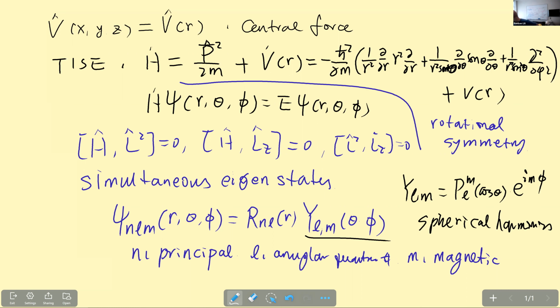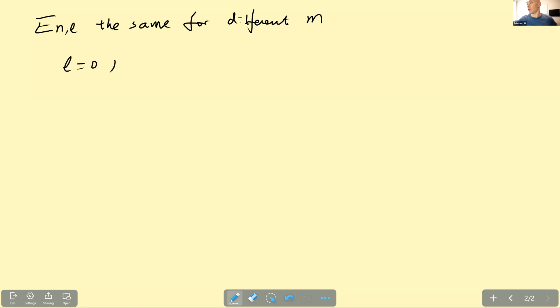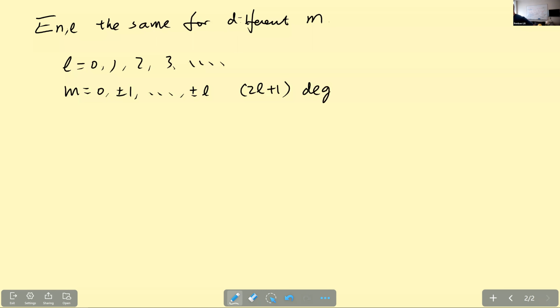And the energy is the same for different m. Okay, and we know that this l equals 0, 1, 2, 3. They are integer numbers. Okay, and m equals 0, plus or minus 1, and up to plus or minus l. So altogether there is a 2l plus 1 degeneracy, right? Of energy.